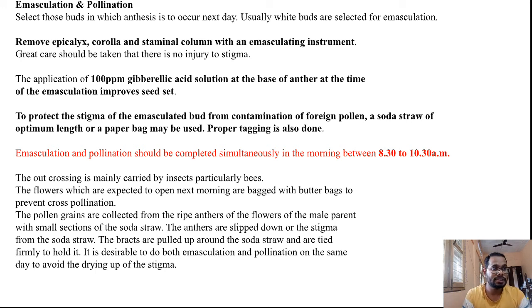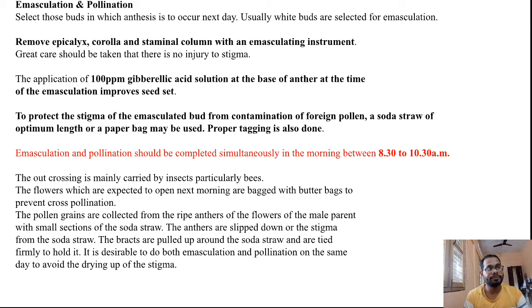But one noticeable thing is that the emasculation process and the pollination process should be completed simultaneously in the morning, between 8:30 and 10:30. Between these 2 hours you have to complete both processes, emasculation as well as pollination. It will help to increase the seed setting. Otherwise the seed setting will decrease. So that is the process only.